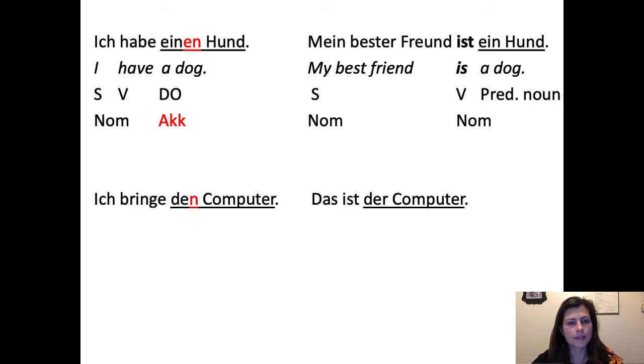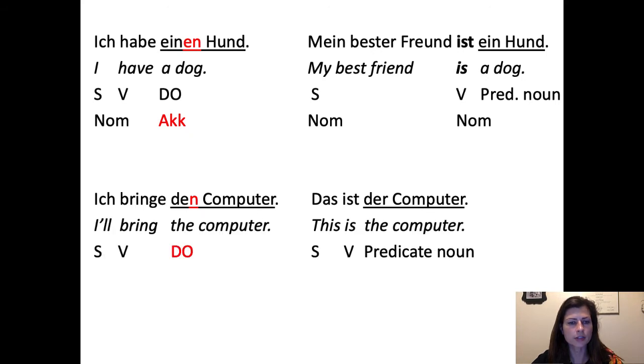What about "ich bringe den Computer" versus "das ist der Computer"? See that one on the left, "ich bringe den Computer," that's a direct object, so it's in the accusative. But on the right, "das ist der Computer," it's not a direct object, it's a predicate noun, so it's in the nominative. Den is in the accusative, but der is in the nominative.